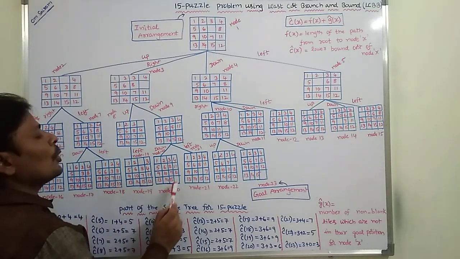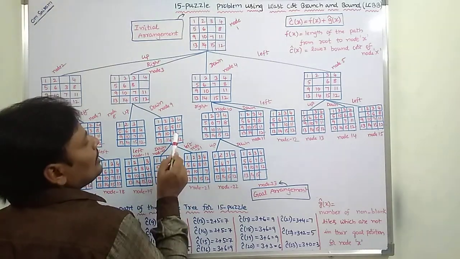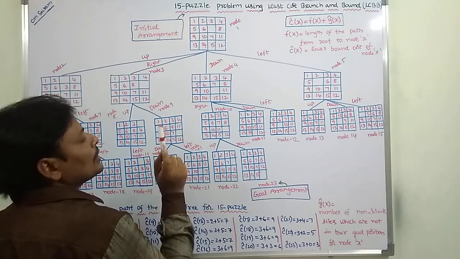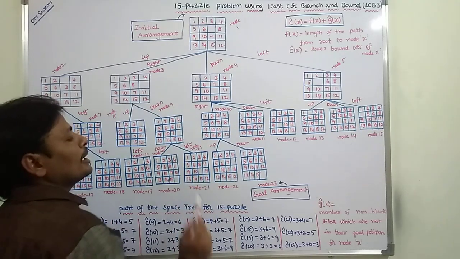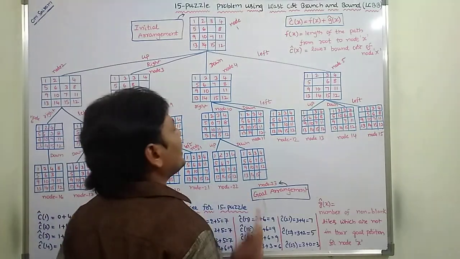Then we are getting node 20. Next one, left direction: the empty tile can be moved to this place, and tile 7 can be moved to this place. This is the outcome we are getting, that can be treated as node 21. Now consider node 10.